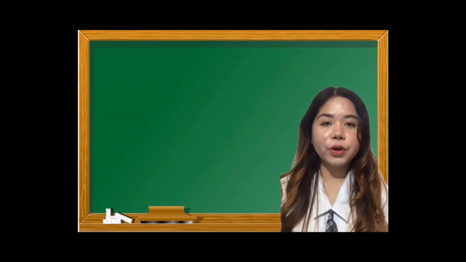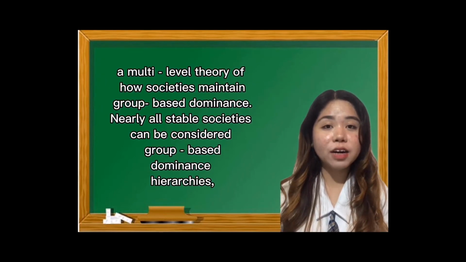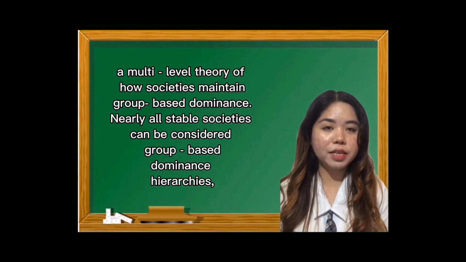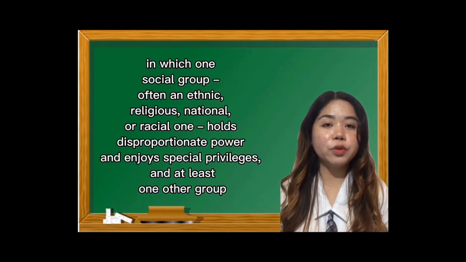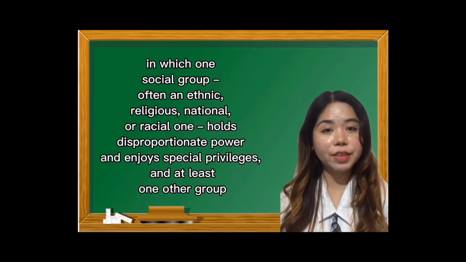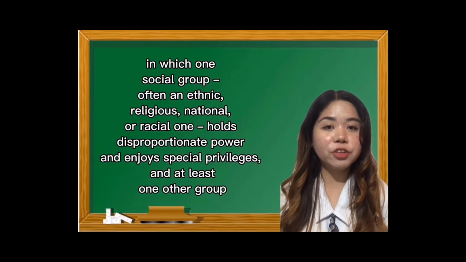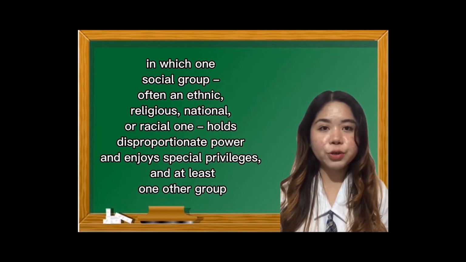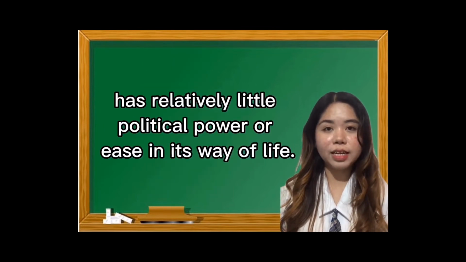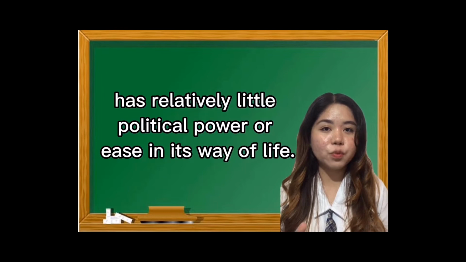Social dominance theory is a multi-level theory of how societies maintain group-based dominance. Nearly all stable societies can be considered group-based dominance hierarchies in which one social group, often an ethnic, religious, national, or racial one, holds disproportionate power and enjoys special privilege, and at least one other group has relatively little political power or is limited in its way of life.